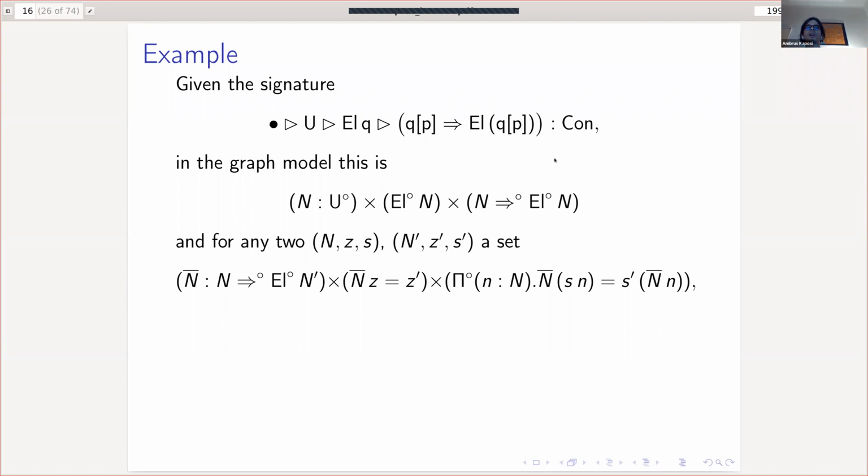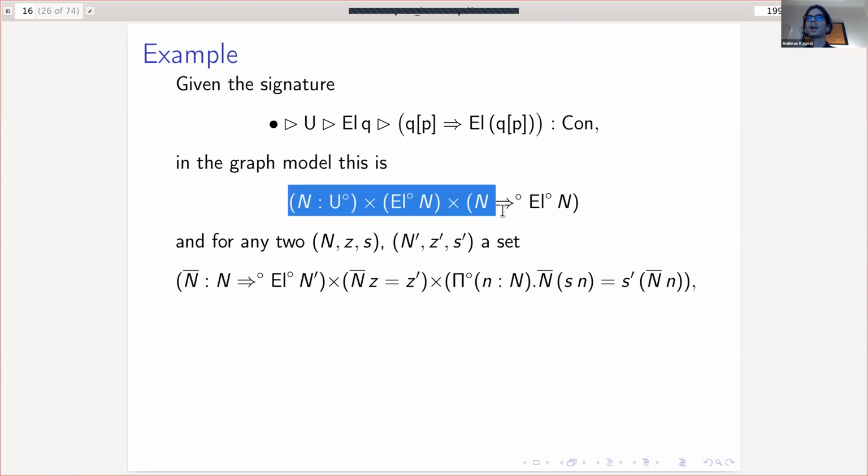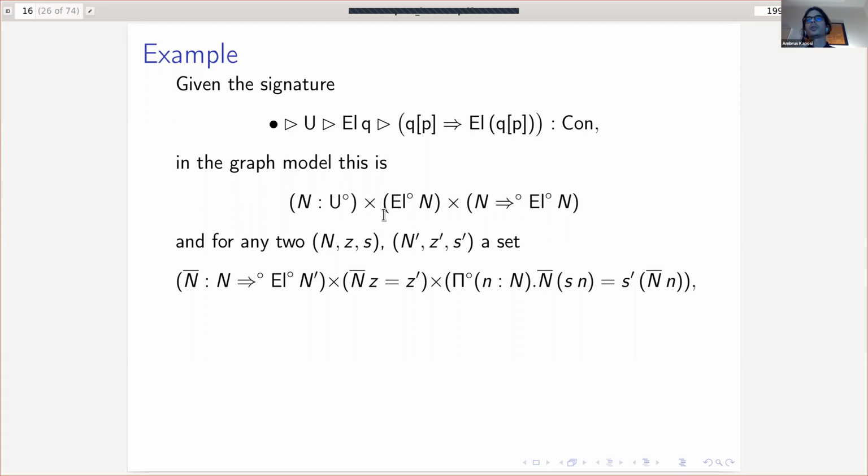So given the natural number signature in the graph model, this has two components. We have algebras as before, which is the same as before. And then, for any two algebras, N, z, s and N prime, z prime, s prime, I have the following set. This is a homomorphism between the two algebras. So we have an N bar, which is a function from N to N prime. This N bar respects 0, and this N bar also respects successor.